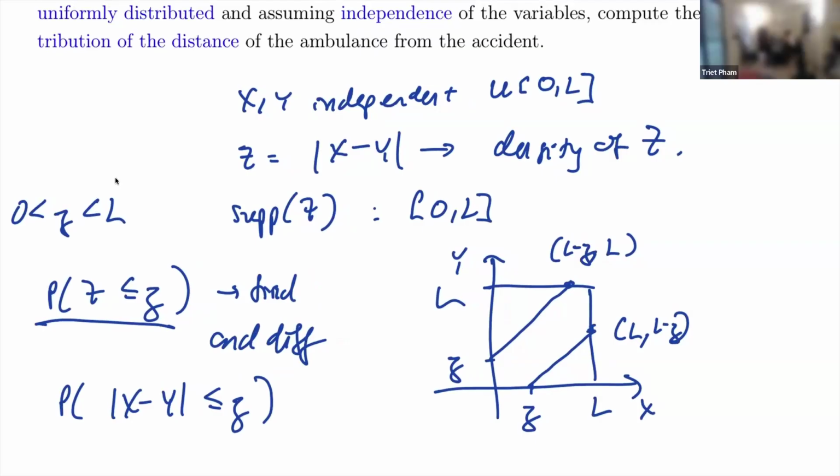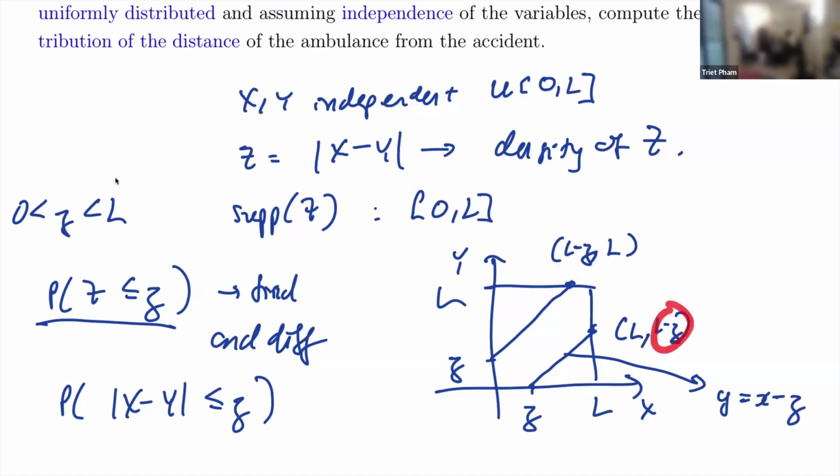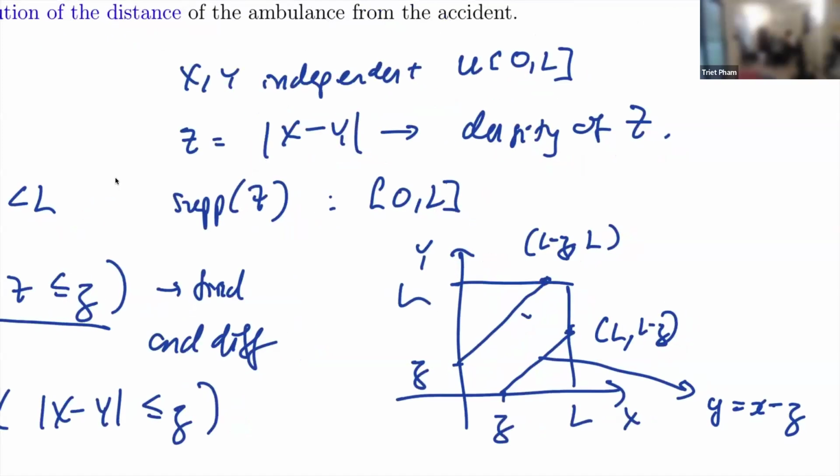Well, no, I don't think so, because L minus z represents this part, while L minus z represents that part. Are we sure they're the same? Let's see. This line is y equals x minus z, so you're correct, this is L minus z. And this line is y equals x plus z. You're absolutely correct, both of them are like that. Very good.